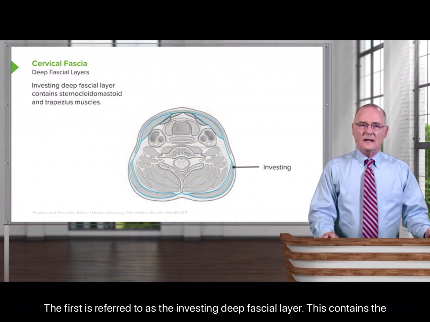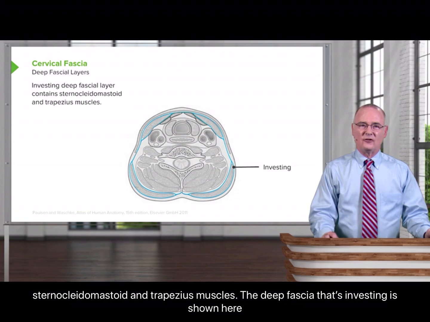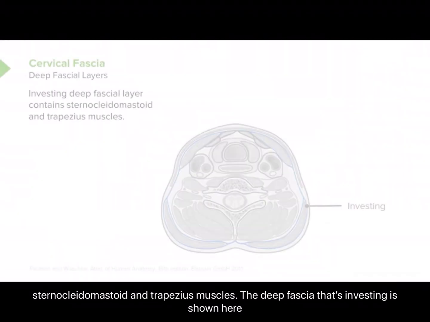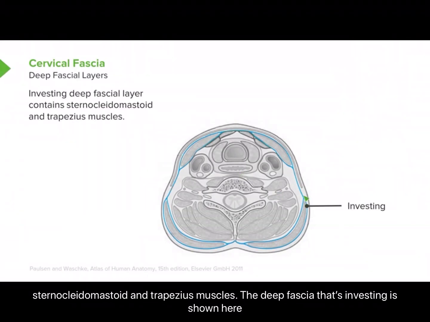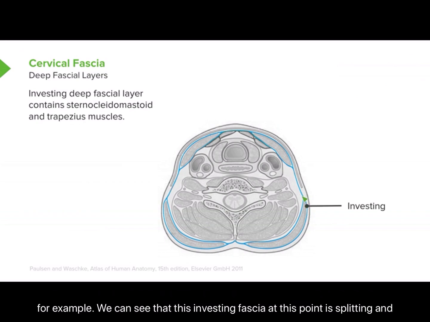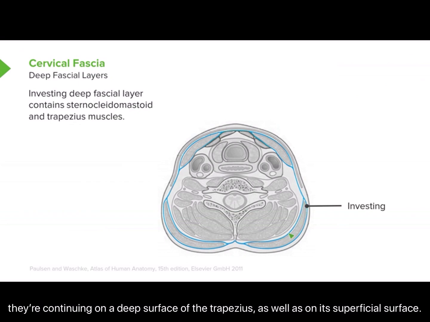The first is referred to as the investing deep fascial layer. This contains the sternocleidomastoid and trapezius muscles. The deep fascia that's investing is shown here, for example, and we can see that this investing fascia at this point is splitting and continuing on the deep surface of the trapezius as well as on its superficial surface.